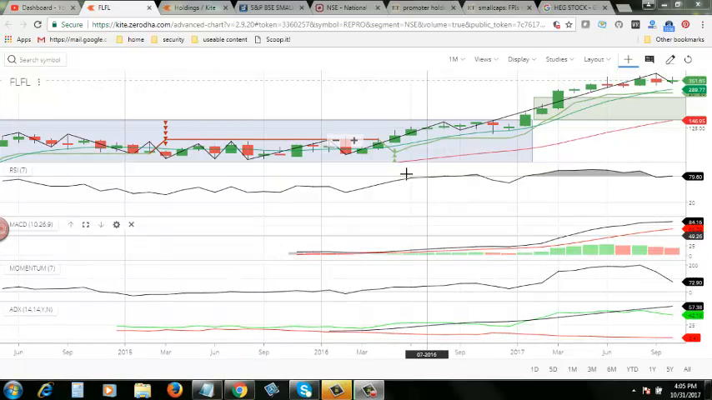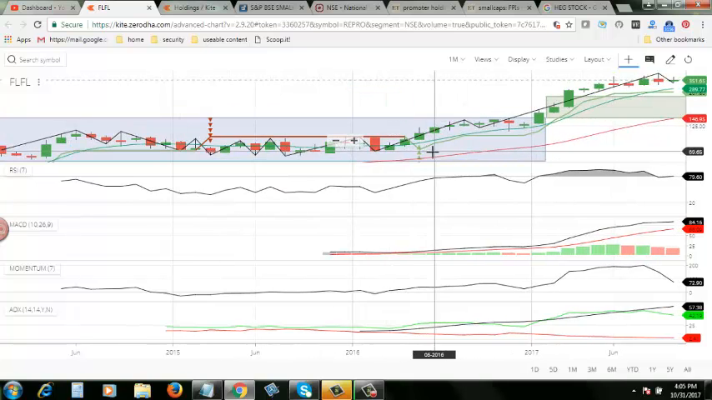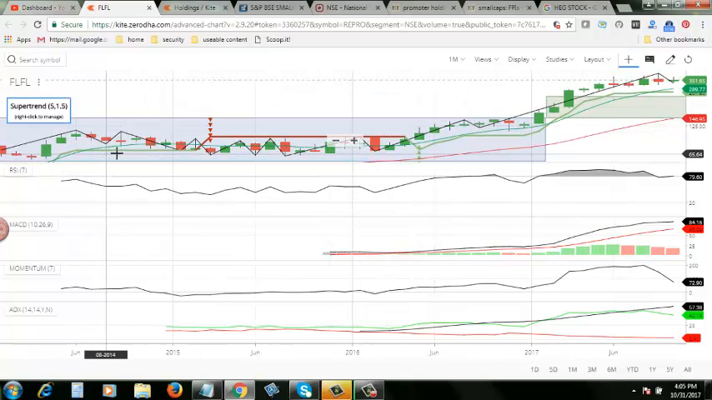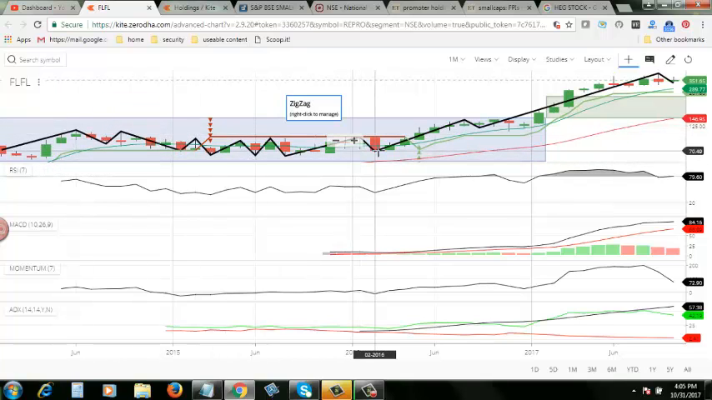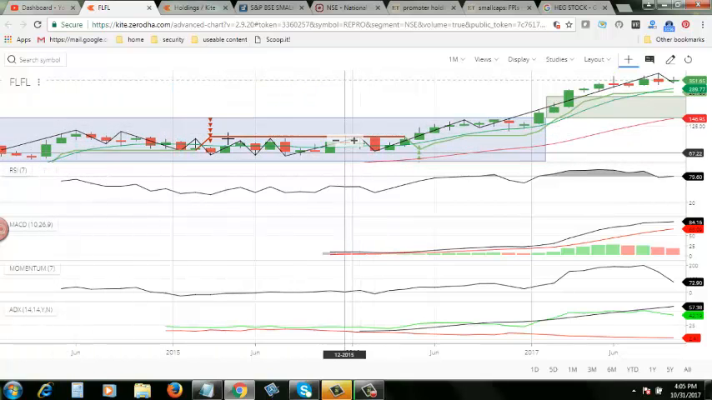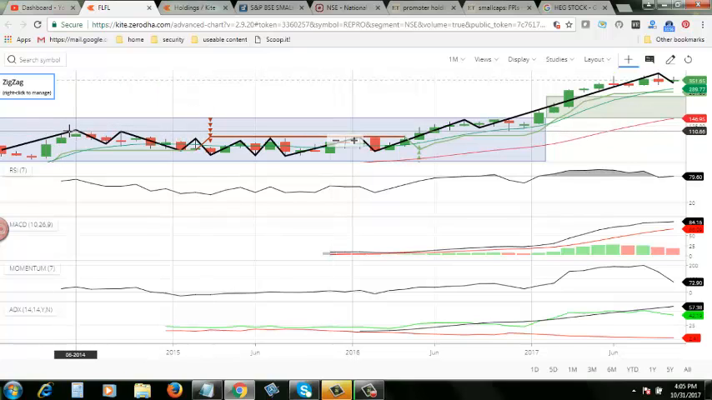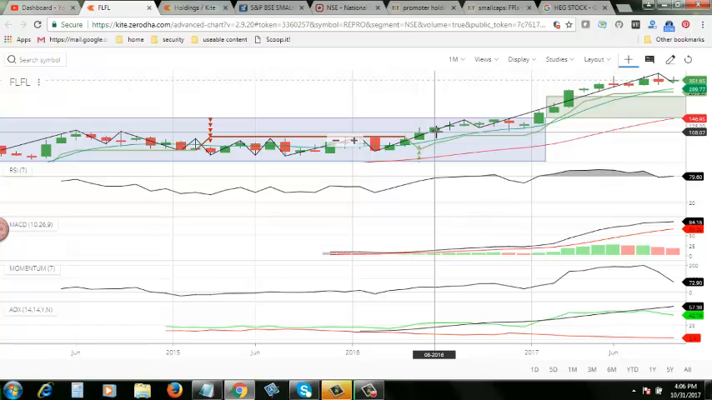I have data here since 2014, and actually there is not much to say about this stock until 2016 because it has been moving sideways. You can clearly see this one. It is neither going up nor going down. It is going at the same level. It is not making any new high until this point, until June 2016.